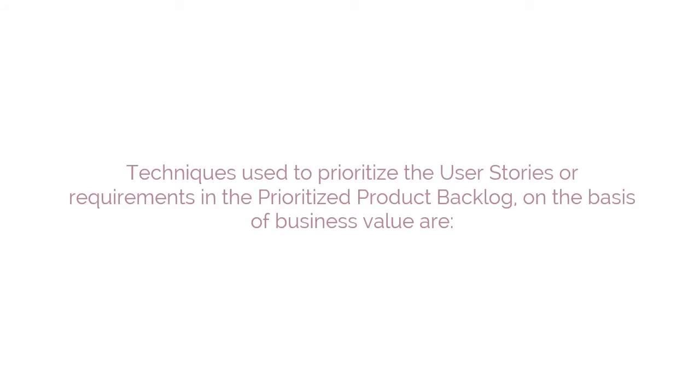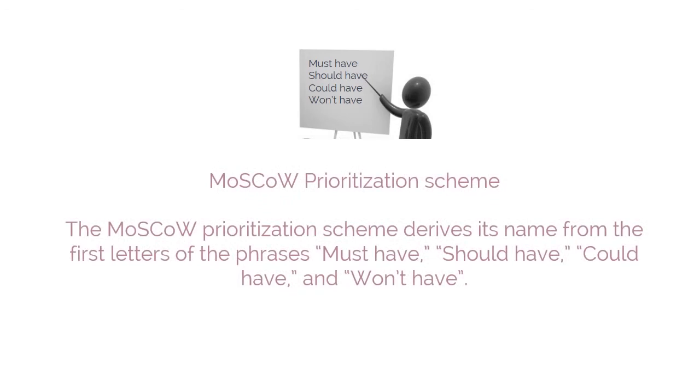User Story Prioritization Methods. Some techniques used to prioritize the user stories or requirements in the prioritized product backlog on the basis of business value are Moscow Prioritization Scheme. The Moscow Prioritization Scheme derives its name from the first letters of the phrase must have, should have, could have, and won't have. This prioritization method is generally more effective than simple schemes.